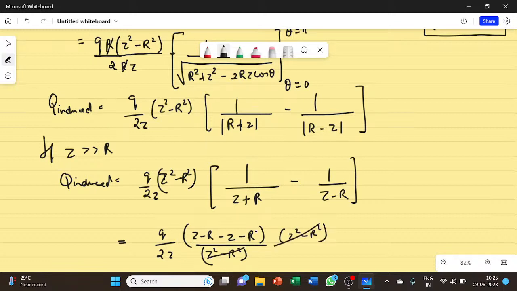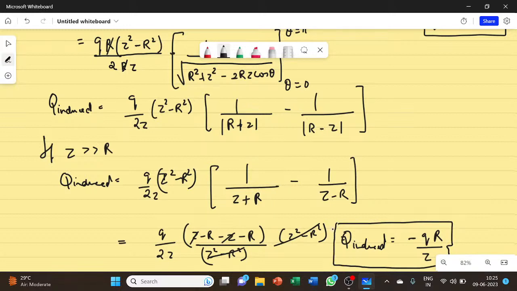So this gets cancelled, z gets cancelled, so you will get a total induced charge on the conducting sphere as minus of q capital R divided by simply z, because this 2 would get cancelled eventually. So this is the total induced charge that you will have on the surface of the conducting sphere, because of the presence of charge small q at 0, 0, z from the origin.